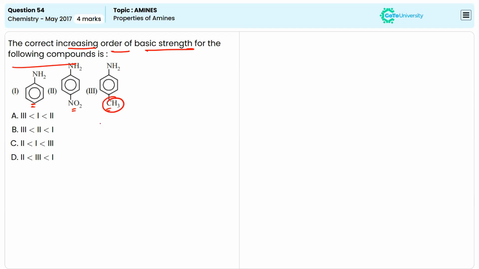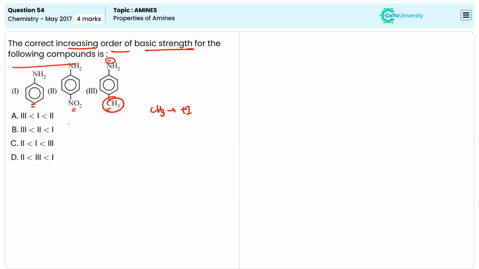What is the nature of the CH3 group? CH3 group is a plus I group. Plus I group means electron releasing group. So when this CH3 is releasing electrons towards the benzene ring, that is also increasing the electron density on the nitrogen atom. So the electron pair on the nitrogen atom will be more available to donate to some other species. It means its basic property will be very high compared to the other two.